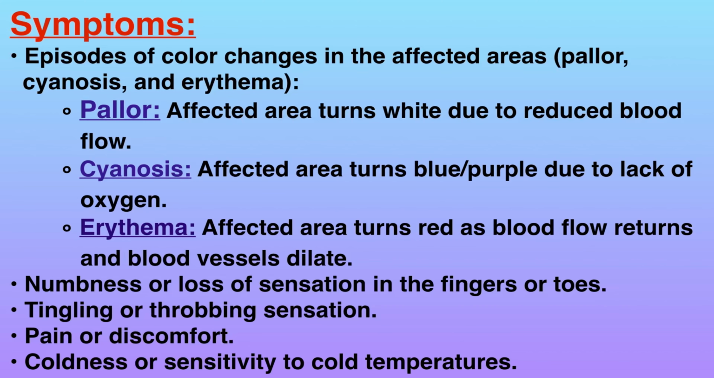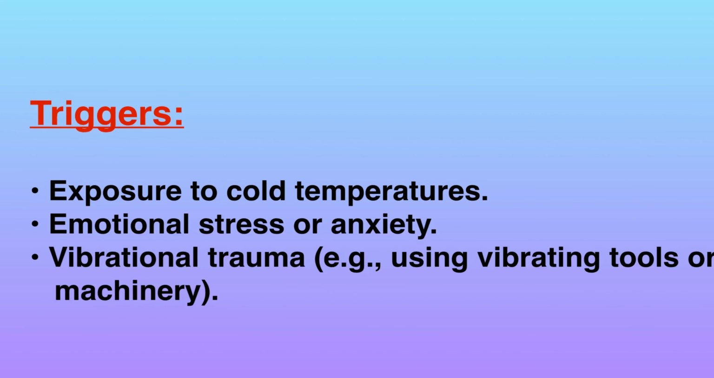Symptoms: episodes of color change in the affected area. Pallor, affected area turns white due to reduced blood flow. Cyanosis, affected area turns blue or purple due to lack of oxygen. Erythema, affected area turns red as blood flow returns and blood vessels dilate. Numbness or loss of sensation in the fingers or toes, tingling or throbbing sensation, pain or discomfort, coldness or sensitivity to cold temperatures. What triggers Raynaud's phenomenon?